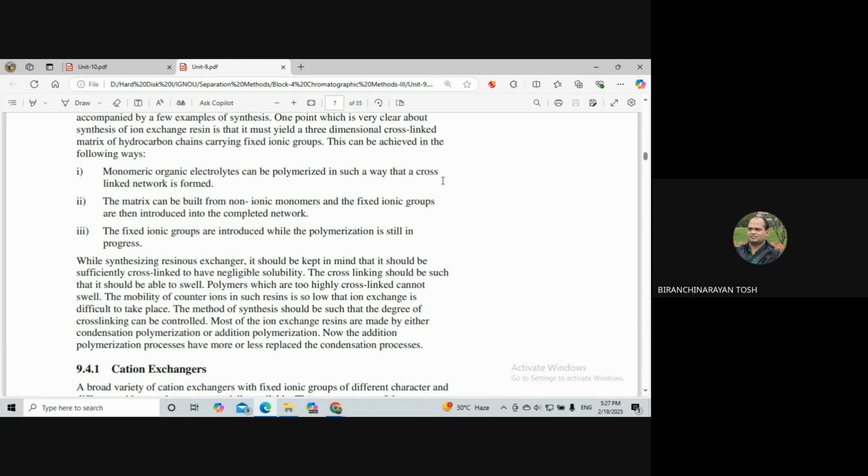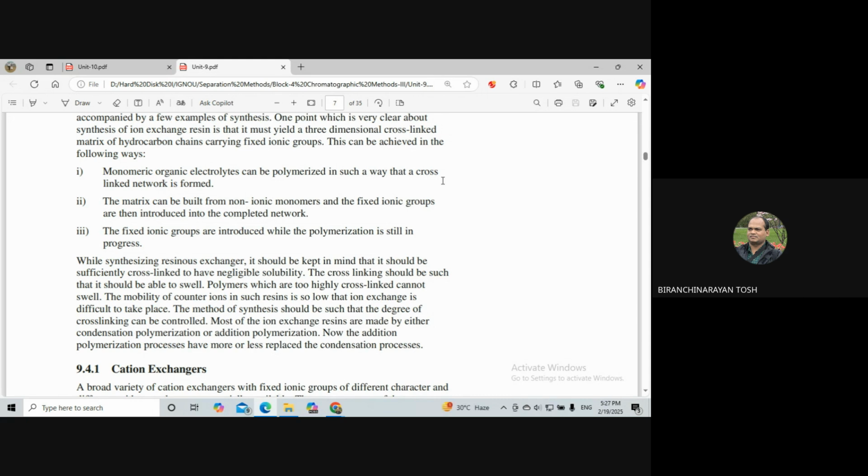Then the fixed ionic groups are introduced while the polymerization is still in process. That means initially the monomer will contain the exchangeable groups that can be polymerized to give the polymer. That is one process. Second, we synthesize the polymer, then we fix the exchangeable groups. Third, during polymerization, the monomer may not contain the exchangeable groups, but during polymerization we introduce the ionic groups. So these are the three processes.